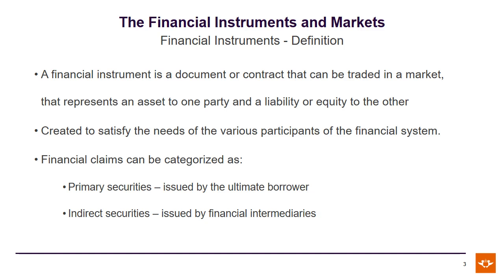Financial claims can be categorized in two ways, either as primary securities. These are issued by the ultimate borrower, and two common examples, I would say, are equities and bonds. And then we have indirect securities. These are issued by financial intermediaries.